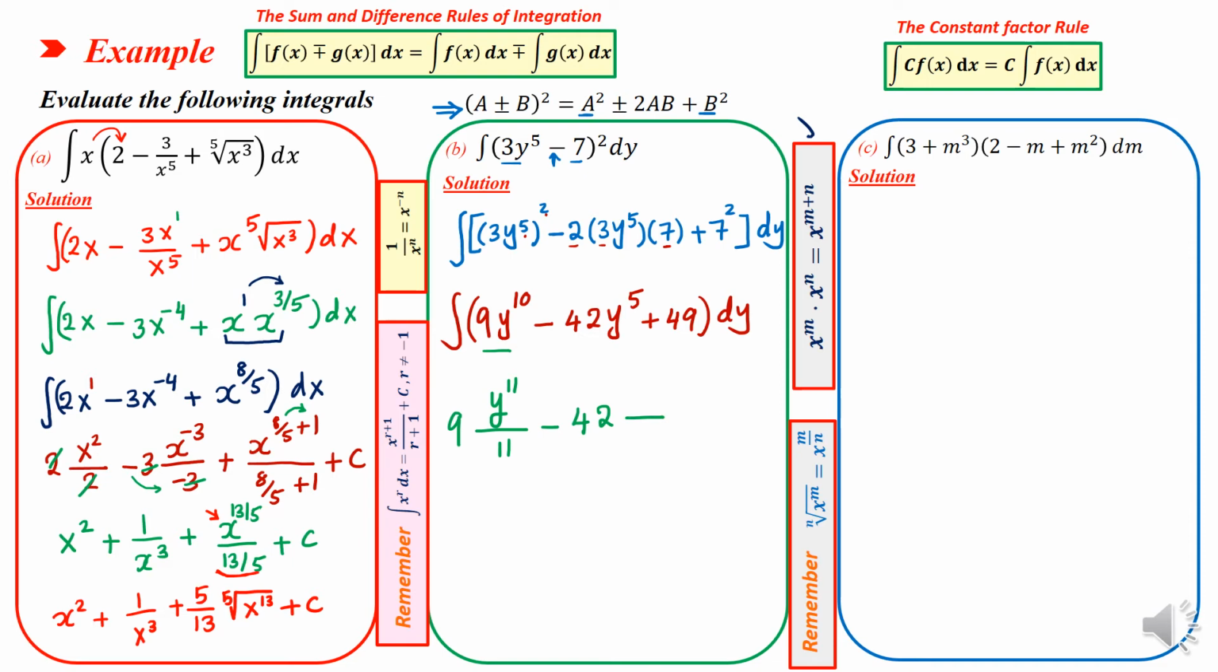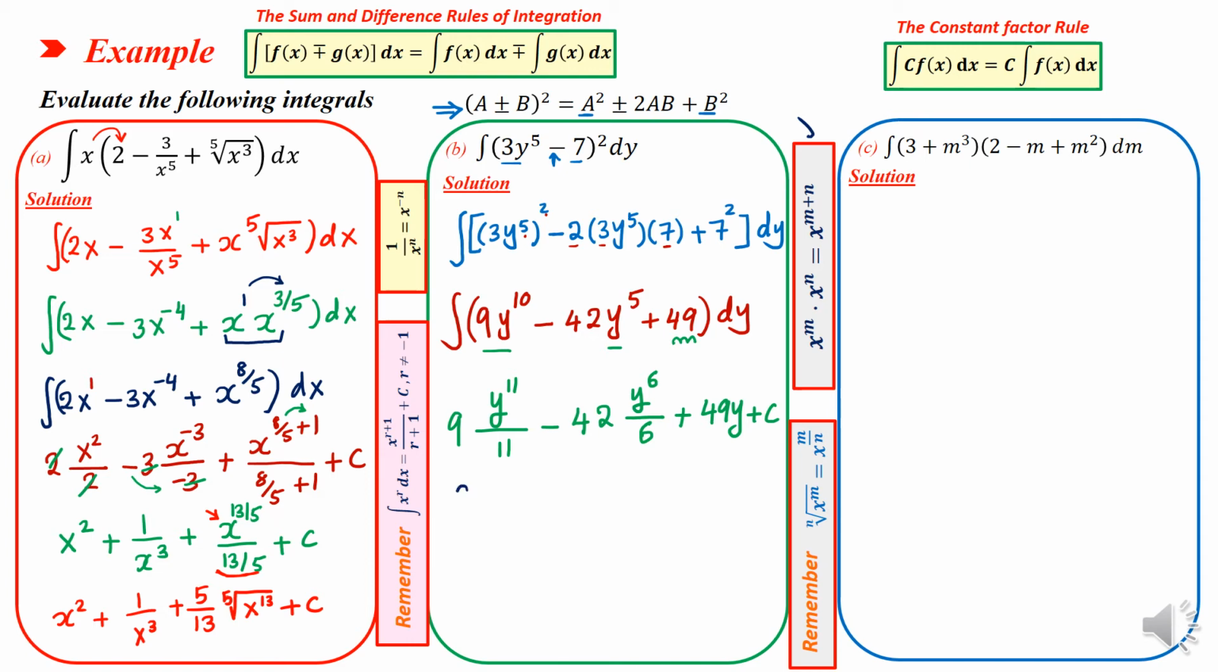multiplied by the integration of y to the 5th power, which is y to the power 5 plus 1 over 5 plus 1, which is y to the power 6 over 6, plus the last term is a constant, and the integration of the constant equals the constant itself multiplied by the variable we have in this integration, which is y, which is not x. So we have 49y plus the constant of integration. Now you have to simplify more to get the final answer.